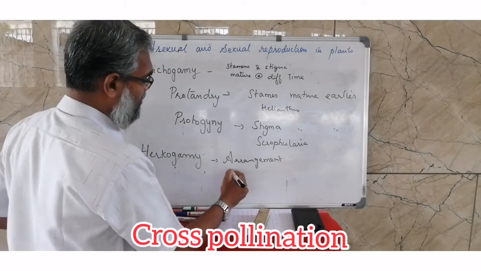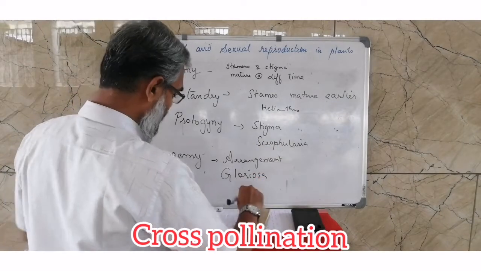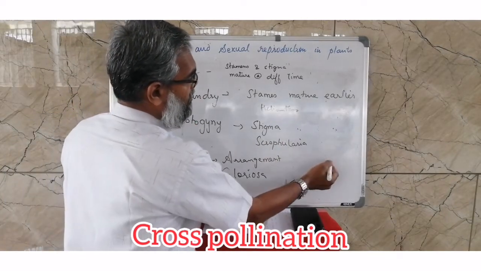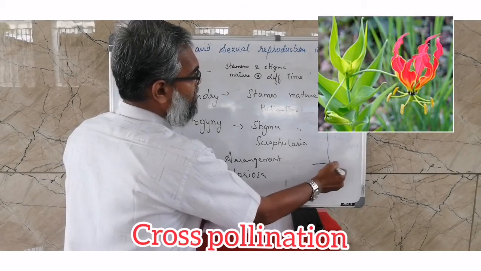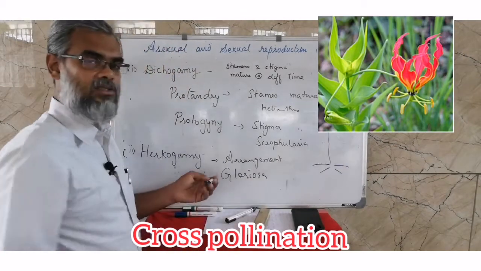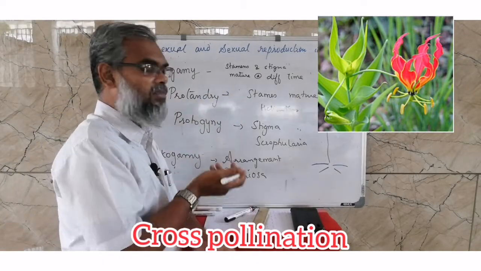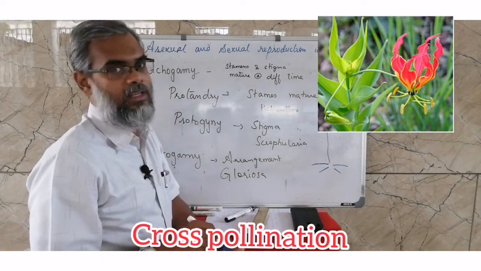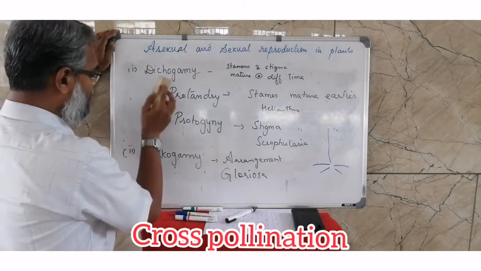And one more example is Gloriosa. In the Gloriosa plant, if you see, the stigma will be present here, and the stamens all will be lying here. So totally they are in different planes. So self-pollination is not possible. So that is said to be heterogamy.